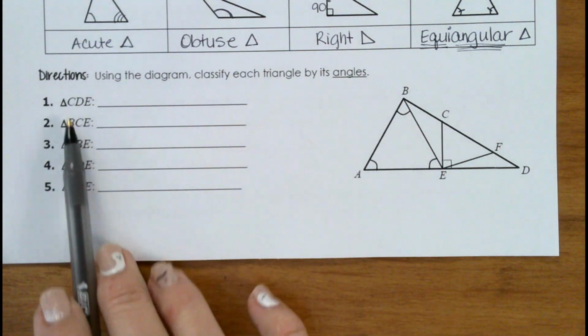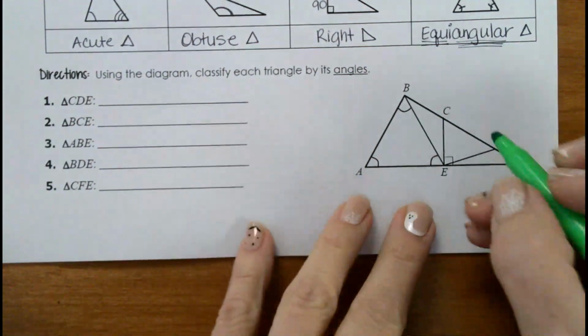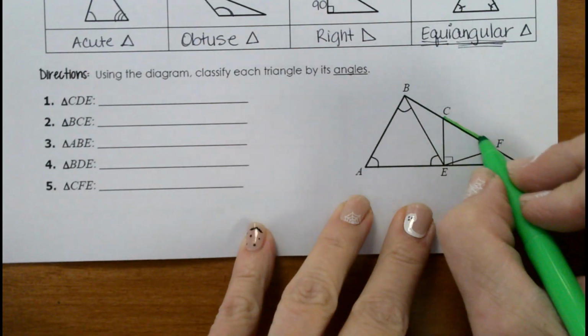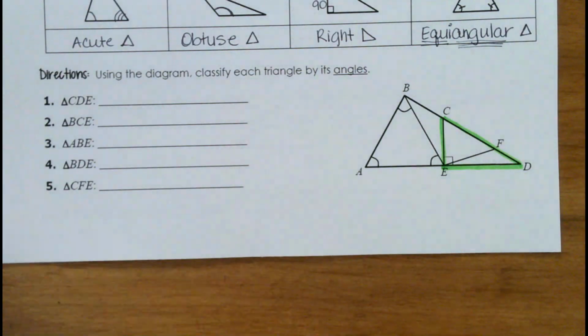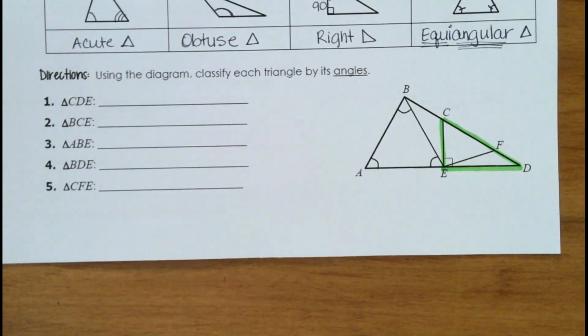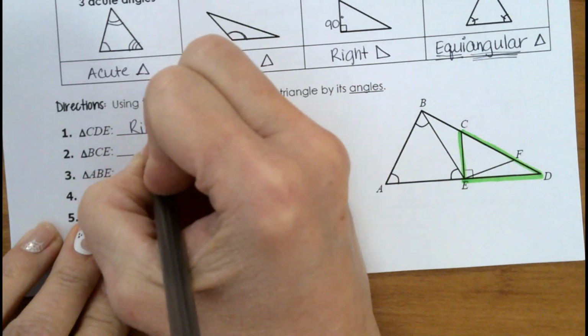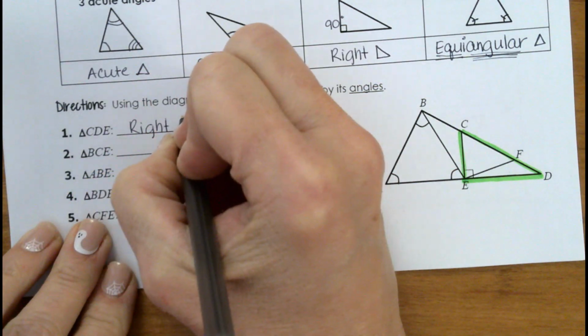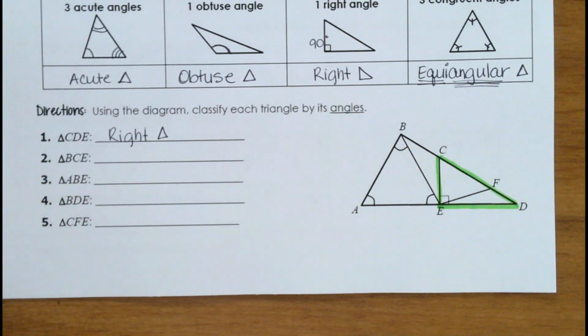This says C, D, E. Okay? So C is here. D is here, E is here. So I'm talking about this triangle right there. Okay, so what kind of triangle is that? That is a right triangle. That's all you have to write down. Okay, so right triangle.